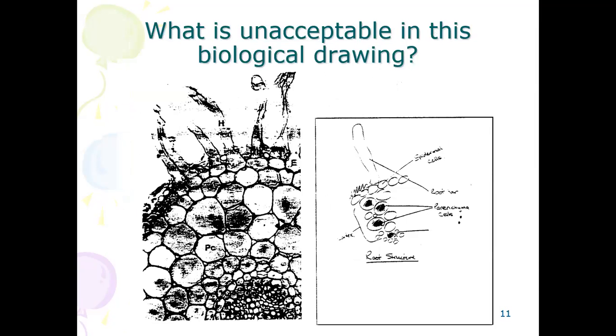Now, the left side is a micrograph of the root, and the right side is a drawing by a student. You need to look at the drawing and tell me what errors you can identify. So look at it, and I'll call you. Please tell me what the error is. First one.